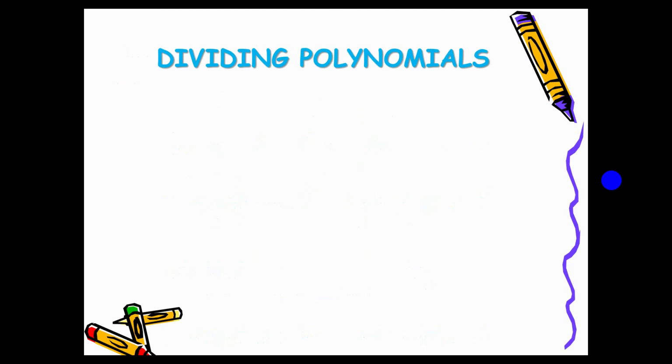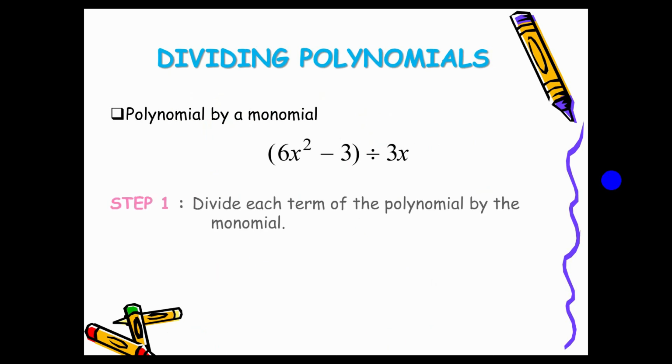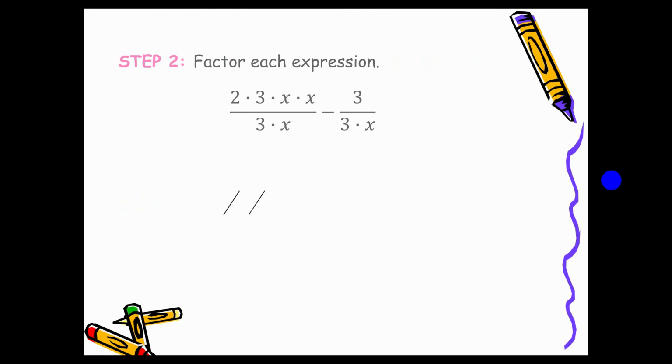And now let's move on to dividing polynomials. So when dividing a polynomial by a monomial, for example, the quantity 6x squared minus 3 divided by 3x, we will divide each term of the polynomial by the monomial. So this will become 6x squared over 3x minus 3 over 3x. And after that, we will factor each expression.